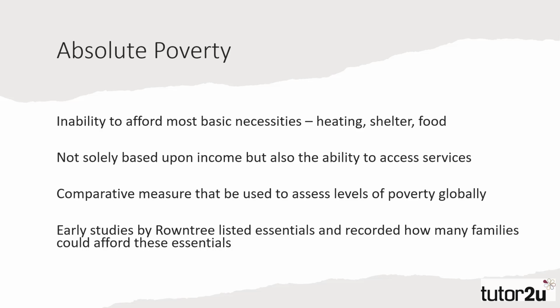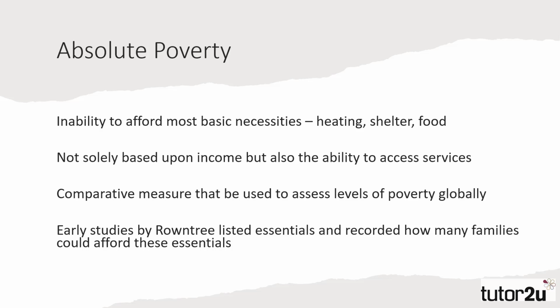Firstly, absolute poverty. This is defined as being the inability to afford even the most basic necessities in order to survive: food, shelter, heating. While figures for absolute poverty in the UK are thankfully lower than official estimates of poverty, there are still significant numbers of people who struggle to feed themselves and their families whilst paying rent and utilities.